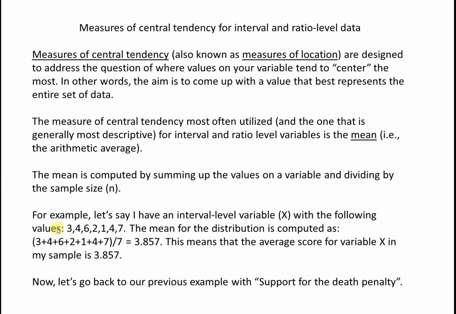For example, let's say I have an interval level variable x with the following values: 3, 4, 6, 2, 1, 4, 7. The mean for the distribution would be computed by adding those values up and then dividing by 7, which is our sample size. And that would get us 3.857. So that would be the mean for that variable.